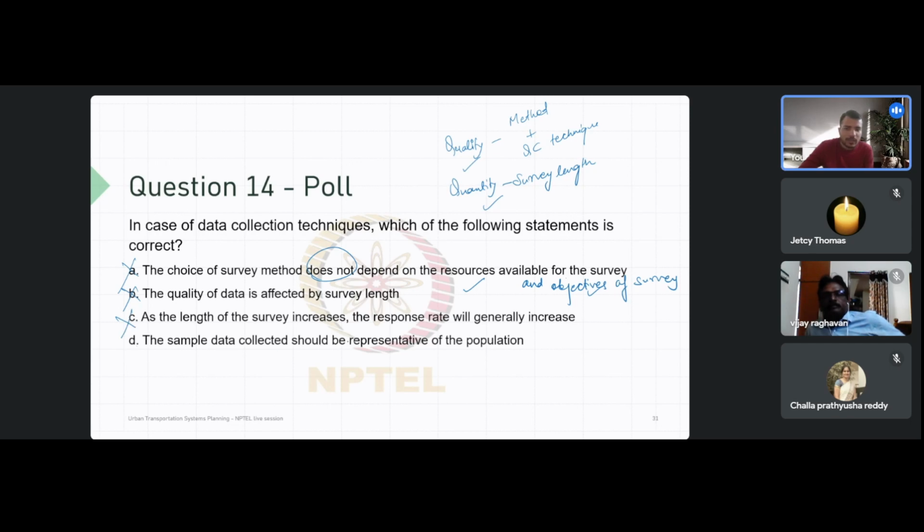The sample data collected should be representative of the population. So yeah, this is correct. Whenever we are doing sampling, we try to be representative of the population. If the population has three components, C1, C2, and C3 in some ratio, our sample should also be in the same ratio as the population. That ensures more validity for the developed model.